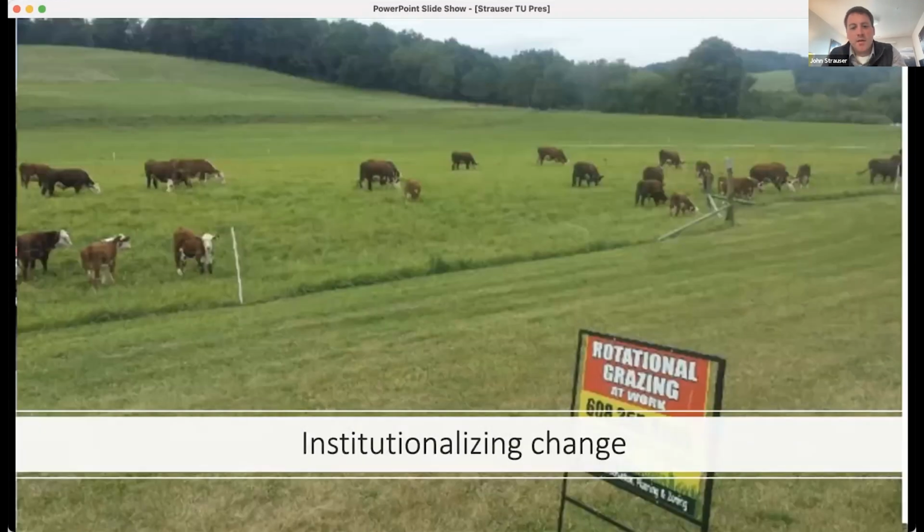And then this gets at institutionalizing change, which is like creating a lock-in on a system that is regenerative and supporting our farmers, our communities, and our water. This was a sign that I know Serge Koenig puts up in Sauk County, and it's rotational grazing at work. It's an advertisement of, hey, there's people doing this, you got questions. I think it's a way to normalize grazing and practices like grazing that help build our water and a lot of other things.